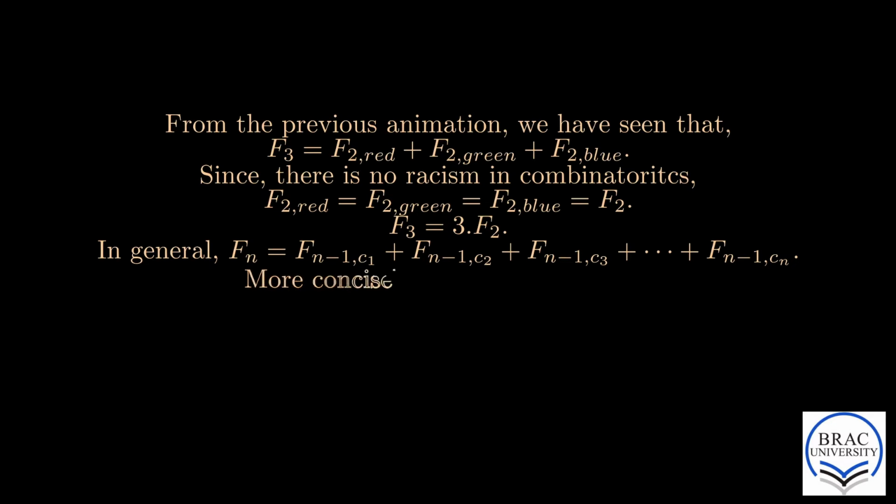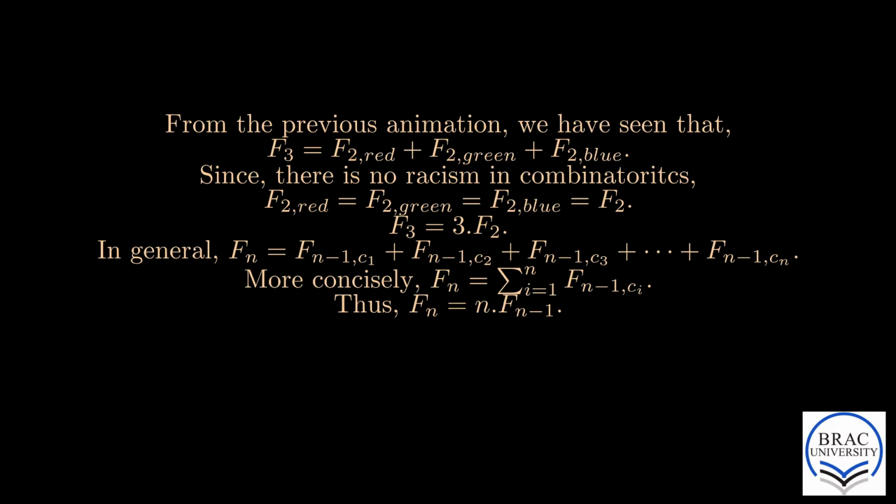Since all of these values are equal, all of them will be called f_{n-1}, and since there are n values, f_n is actually n times f_{n-1}. So notice that the value of the nth f relies upon the value of the (n-1)th f. So this is the recursive definition of the number of ways we can arrange n balls of n different colors.